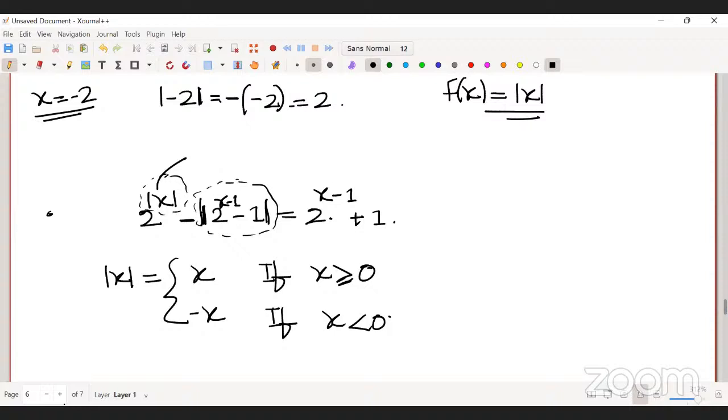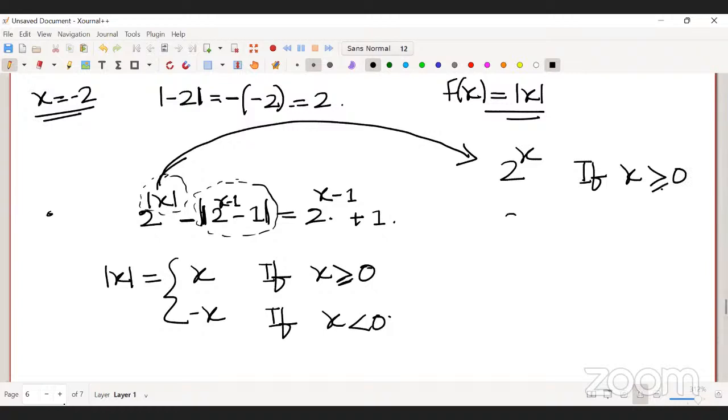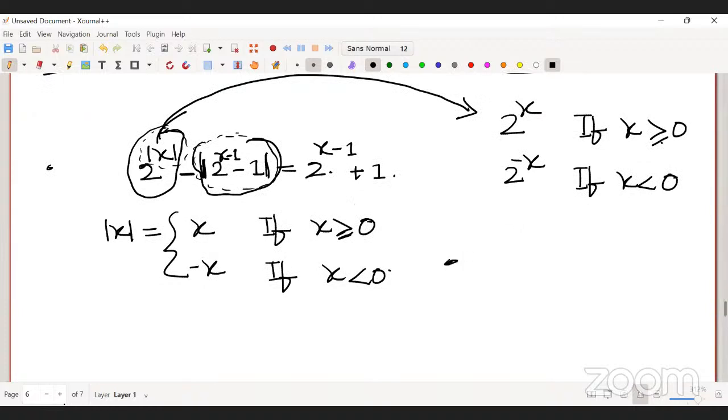Now you have this thing. Now I know how I can separate this 2 to the power mod x. I can write the first term as 2 to the power x if x is greater than or equal to 0, and 2 to the power minus x if x is less than 0. So now I know how to get rid of the modulus sign for this one, right? Yes, sir. The next thing I should do is get rid of the mod sign for the second term of this expression.